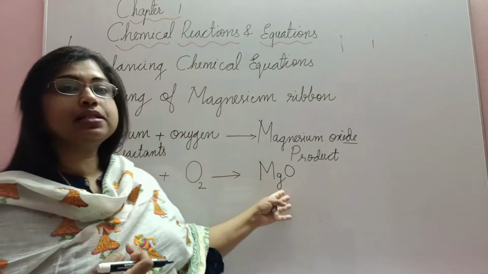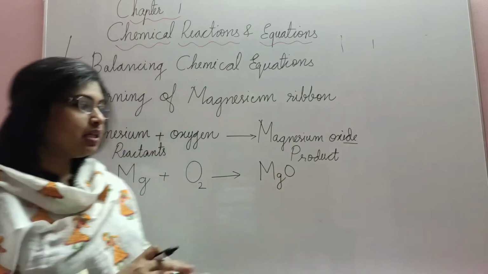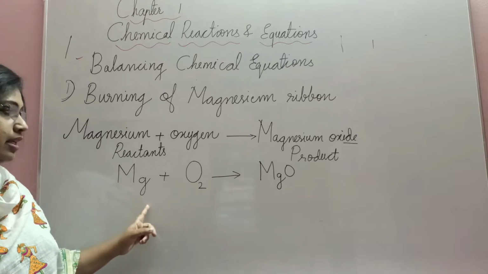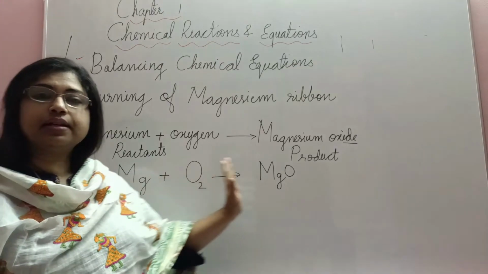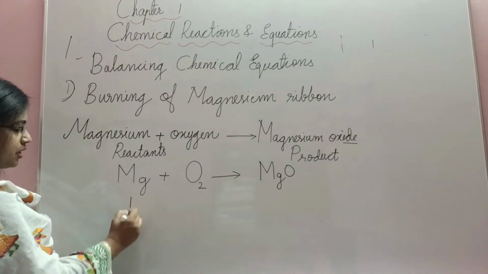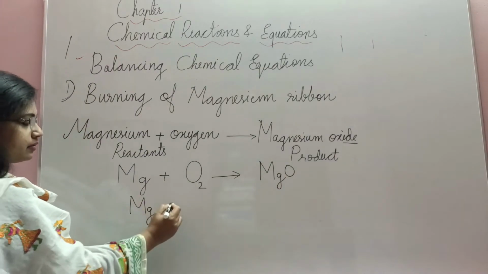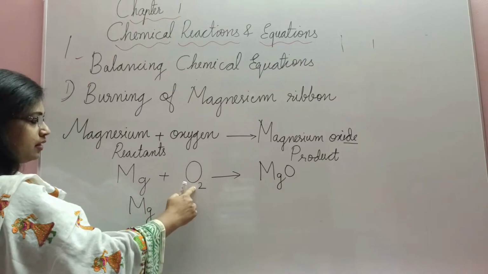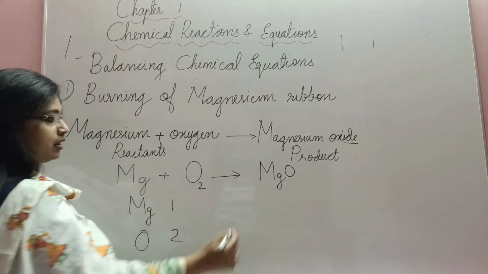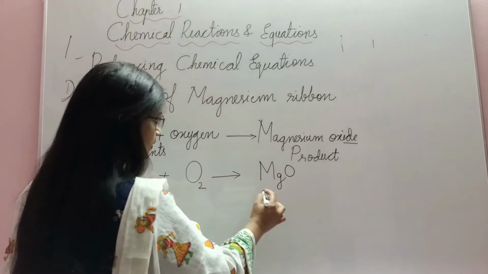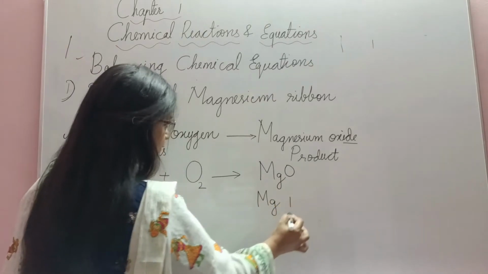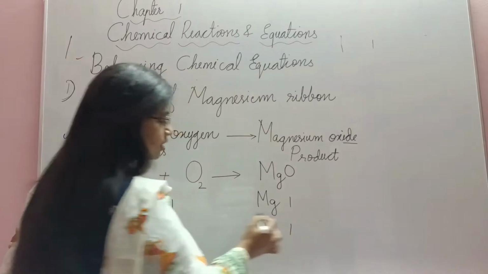Why do we need to balance a chemical equation? Just count the number of atoms of each element on the left hand side as well as the right hand side. Look, how many magnesium atoms are there? 1. How many oxygen atoms are there on the reactant side? 2. Now come to the product side. Here we have 1 magnesium and 1 oxygen atom.